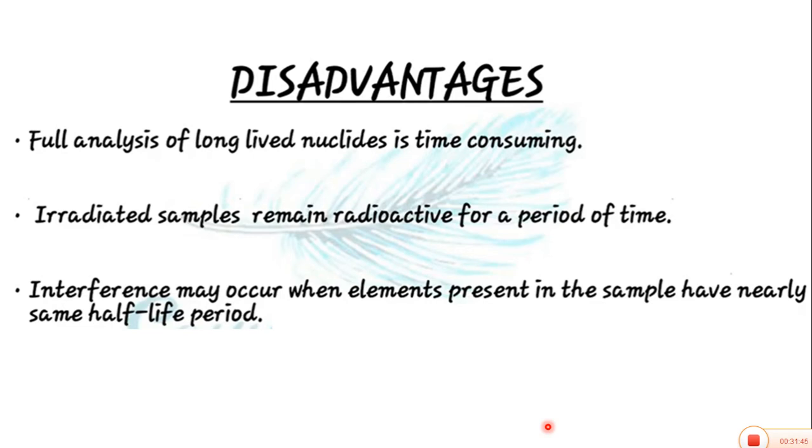Interferences may occur when elements present in the sample have nearly the same half life. It is possible that the half life of one nuclide is similar to another, but the energy is not similar. Keep in mind, half life is different, because it is a decay process and is not related to energy. Energy is related to the arrangement of nucleons inside the nucleus, which depends on the orbitals of protons and neutrons, but the decay process is not associated with this. So half life may be similar. If there are nuclides, elements or isotopes in the sample materials with similar half life, interference may be possible.